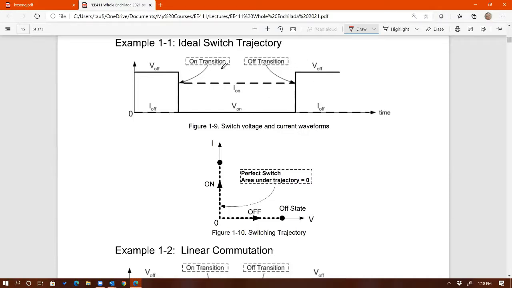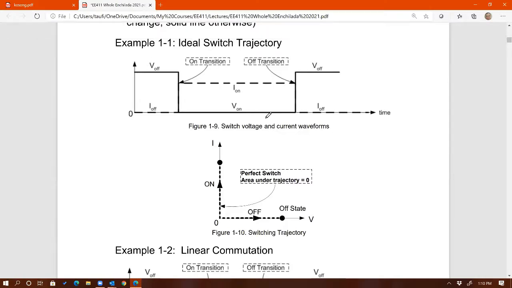Okay, so how do you draw a switching trajectory for this case? Please pay attention. This is how you would draw a switching trajectory, and for sure you're going to see a problem like this on the first midterm. So what you need to understand are three things. How does the transition begin, with respect to voltage and current? How does the transition end, again with respect to voltage and current? And then the third one, what happens in between?